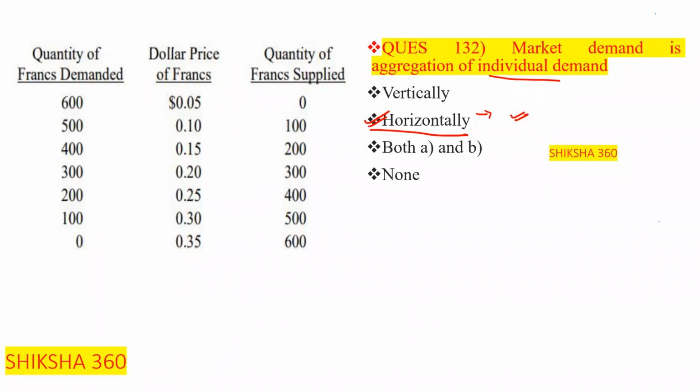So here, market demand is an aggregation of individual demand, horizontally, not vertically. Both A and B, and none. So this one is our answer. How it comes, wait, I will explain here.